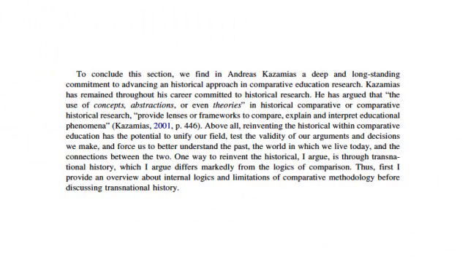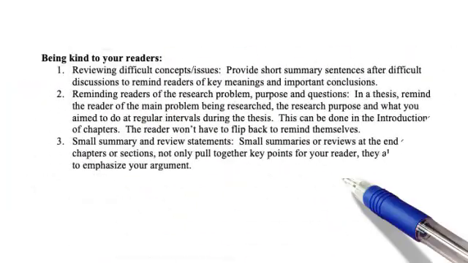So here's an example. This is within a section in the paper where she said, to conclude this section, we find, so here she's providing a summary of just what she's been through. So she's explained it in detail, and now she's pulling out the important points. To conclude this section, and then she goes through, and then at the end, she links it back to her arguments. One way to reinvent the historical, I argue, is through transnational history, which I argue differs markedly from whatever. And then she highlights what's going to happen next. So she's provided some more metatext there as well.